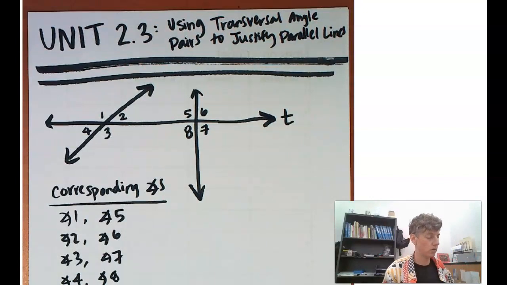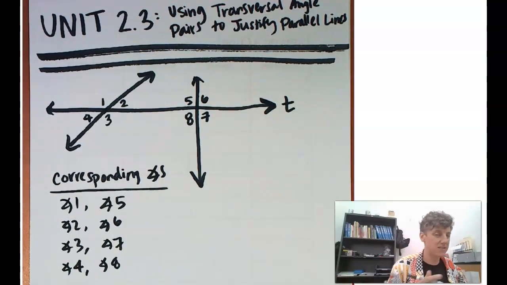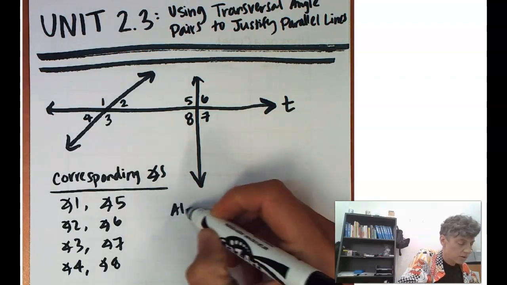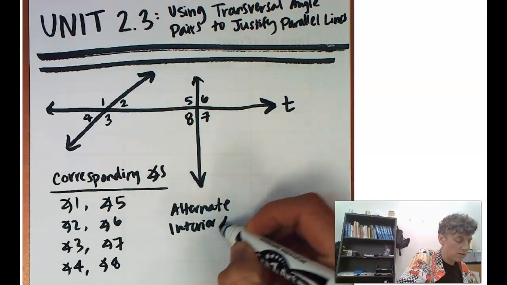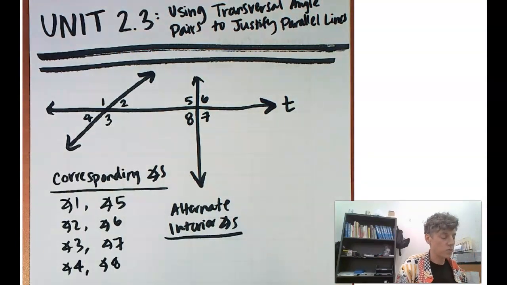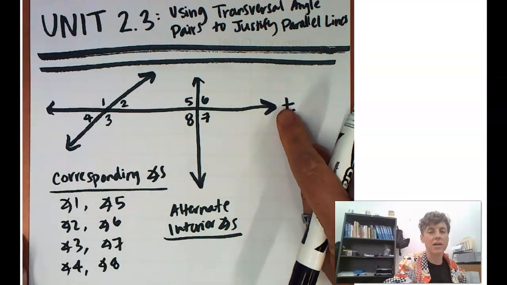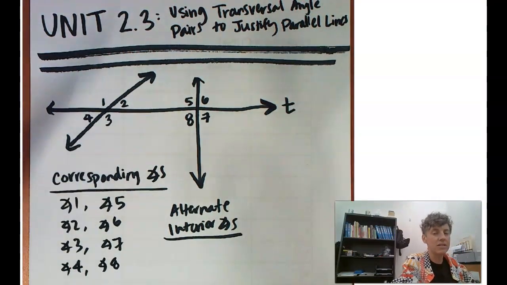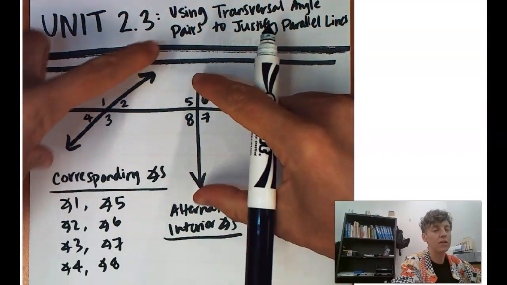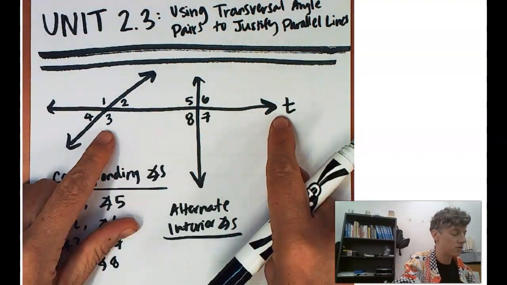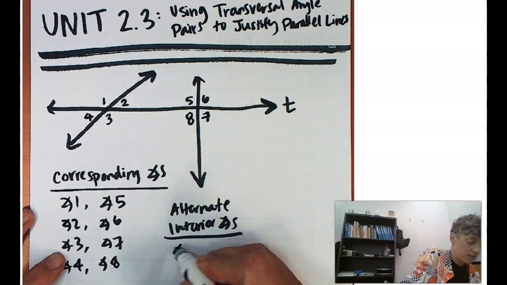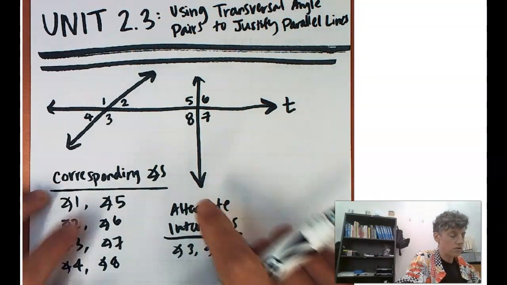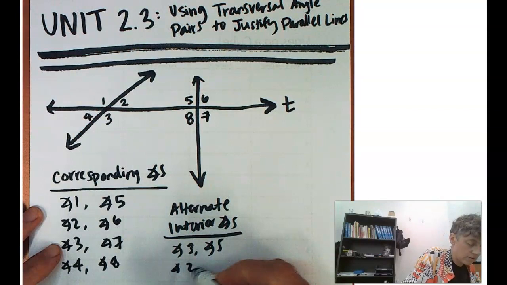All right, cool. We had alternate interior angles, which were alternate being opposite sides of the transversal, and interior being inside the two lines. So opposite sides of this transversal T, and interior are going to be angles 3 and 5. Those are alternate interior. And 2 and 8. And angle, I forgot my angle symbol. There we go. Angle 8.